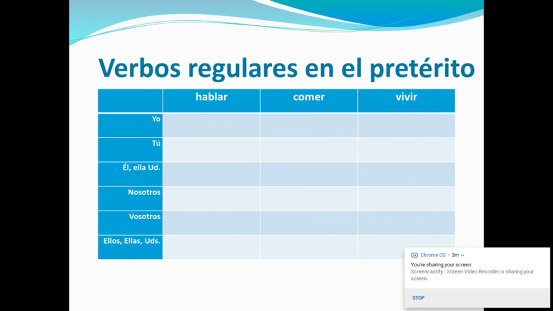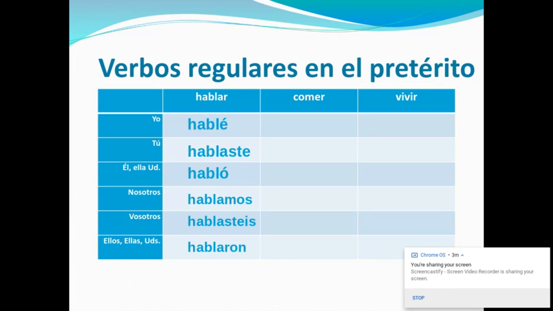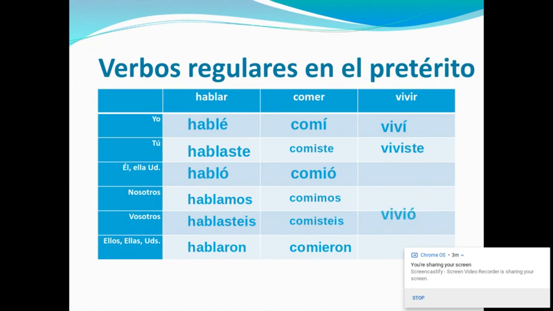So if we take a look at the verb hablar: hablé, hablaste, habló, hablamos, hablasteis, y hablaron. I spoke, you spoke, he or she spoke, we spoke, you all spoke, they spoke. Where we had the imperfect, yo hablaba, I used to talk or I used to speak. Comer: comí, comiste, comió, comimos, comisteis, comieron. Vivir: viví, viviste, vivió, vivimos, vivisteis, and vivieron. And if you notice, there's always an accent on the last letter of the ending in the yo form and also in the él, ella, usted form.